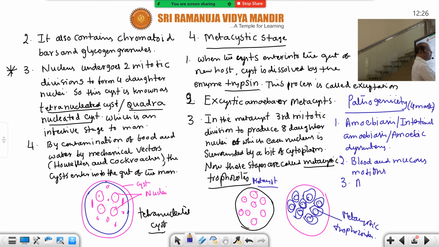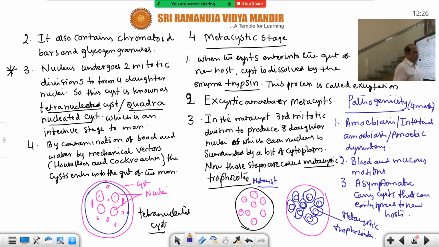And sometimes asymptomatic cyst passers are there. Asymptomatic means no blood and mucous motions. These asymptomatic people carry the cysts, so that can easily spread to new hosts. With blue ink I am writing this pathogenicity because this is a separate 4 marks question. So with pathogenicity you will complete the 8 marks essay question.